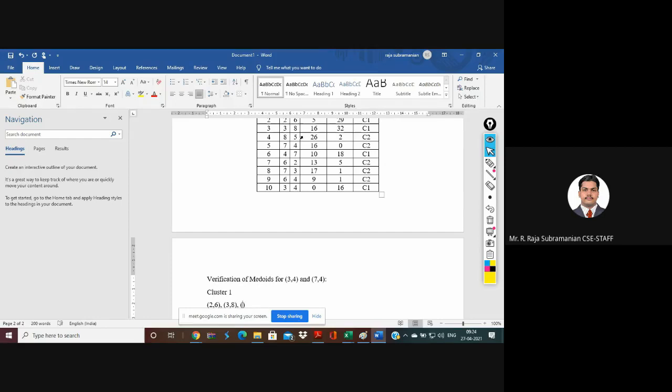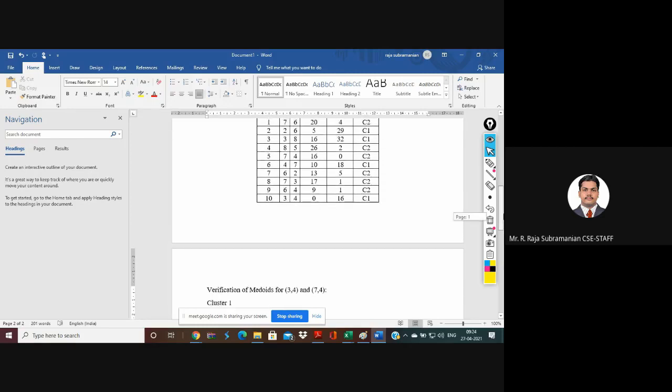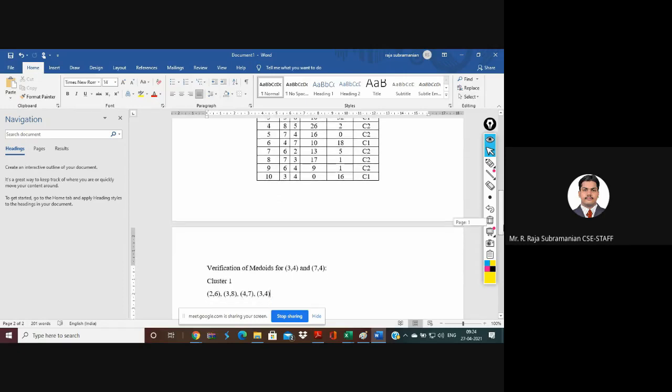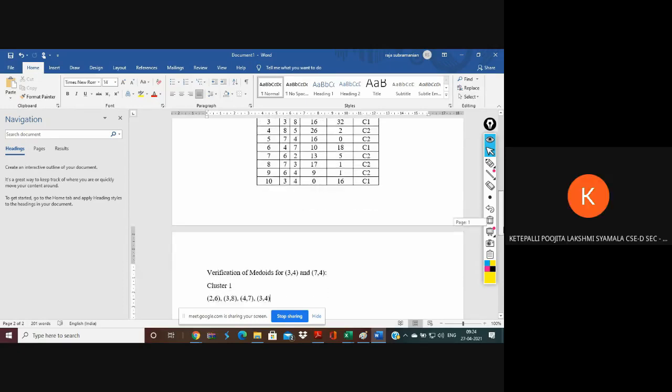Next is 4, 7. Next is 3, 4. That is actually the point that is directly taken. So we have 4, 7. 4, 7, 3, 4, 3, 8, and 2, 6. Am I left anything, or am I correctly writing it? Correctly, right? Correct. Thank you.